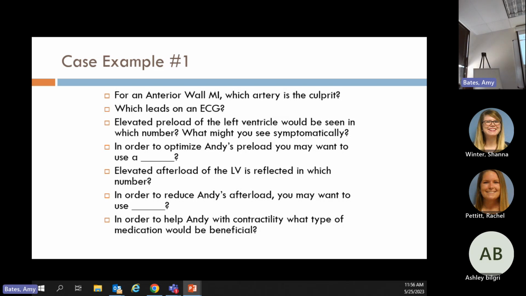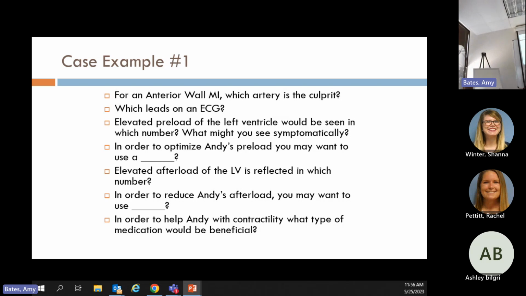Elevated preload of the left ventricle would be seen in which number? What are we looking at? If you had invasive monitors, what number would you look at to see that your left ventricle had elevated preload, on the left side of the heart? Yeah, it would be your pulmonary artery pressure, most likely your PAD, pulmonary artery diastolic, or your occlusion pressure, like a wedge pressure.